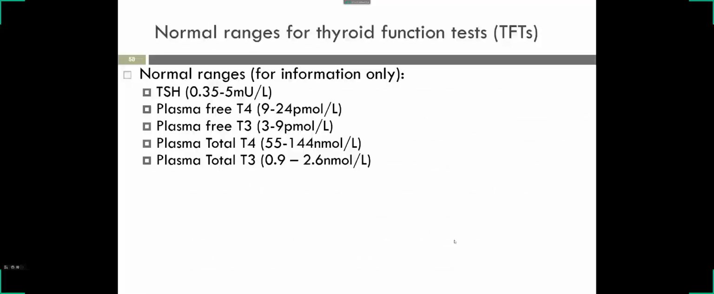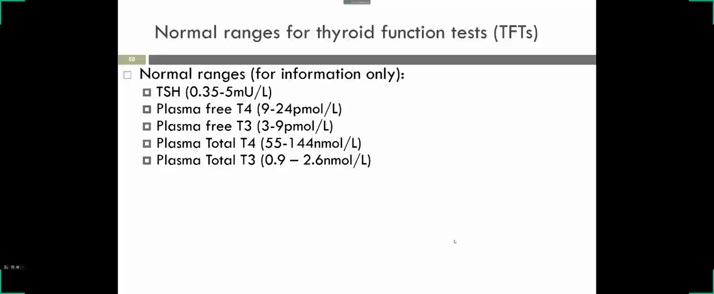So what are some of the normal ranges for thyroid function tests? Normal ranges in general when you're looking at a patient's blood levels for TSH would be 0.35 to 5, and over 5 you start to flag it. Even close to 5 you would start to flag it.